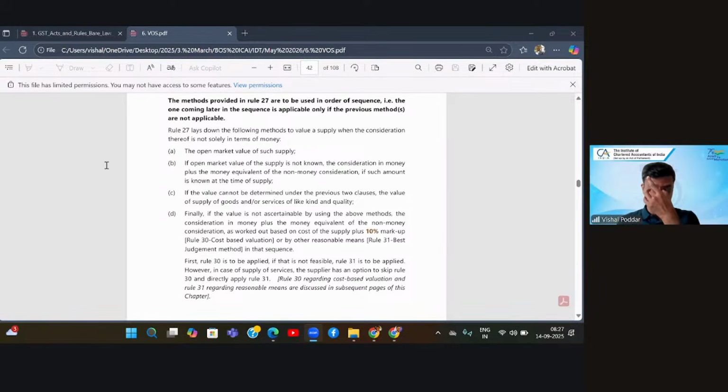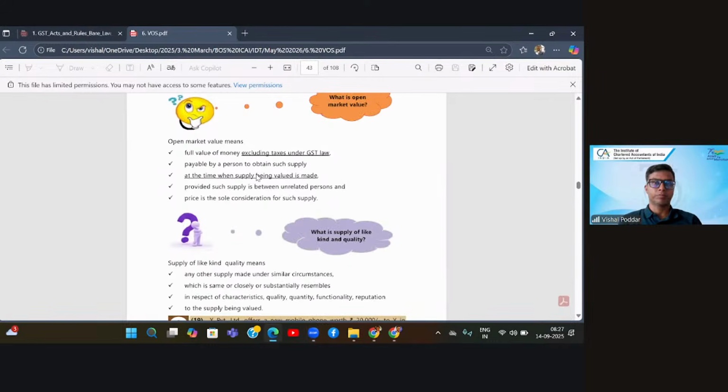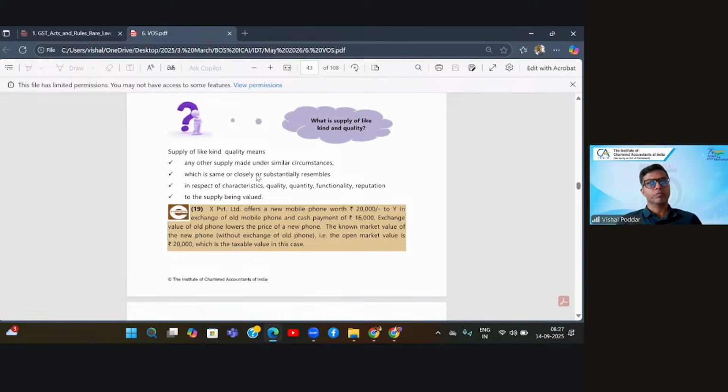Yes, please tell. In C, it is written that value of supply of goods or service will be determined using like kind and quality. Means we can use similar kind of services, like in case of advocate related services. What is the fees of similar services, and that we can take. Okay. So one view which is coming for application of C is that I have to take similar advocates' fees. This is what you are saying? Yes, sir.